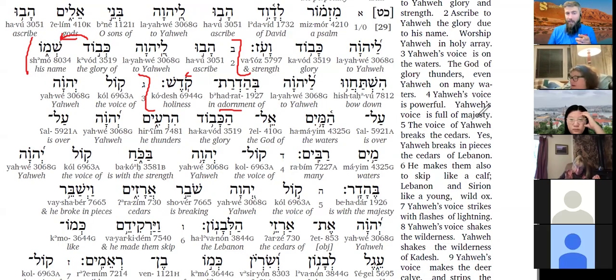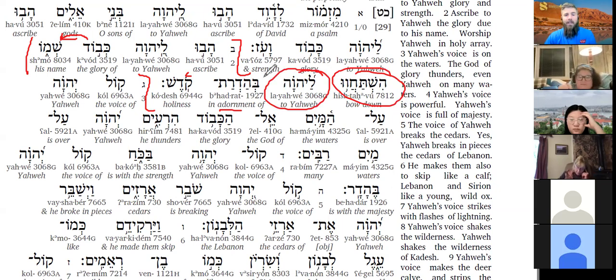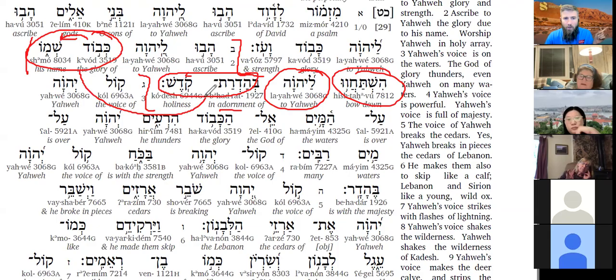It always helps, but it still does beg the question: when it says hishtachavu, that's an imperative, to whom? To the Lord. Then this becomes Bahadrat Kodesh. Are we talking about an adornment of holiness for us to do, or his adornment of holiness? I don't know. Kavod Shmo definitely belongs to him.